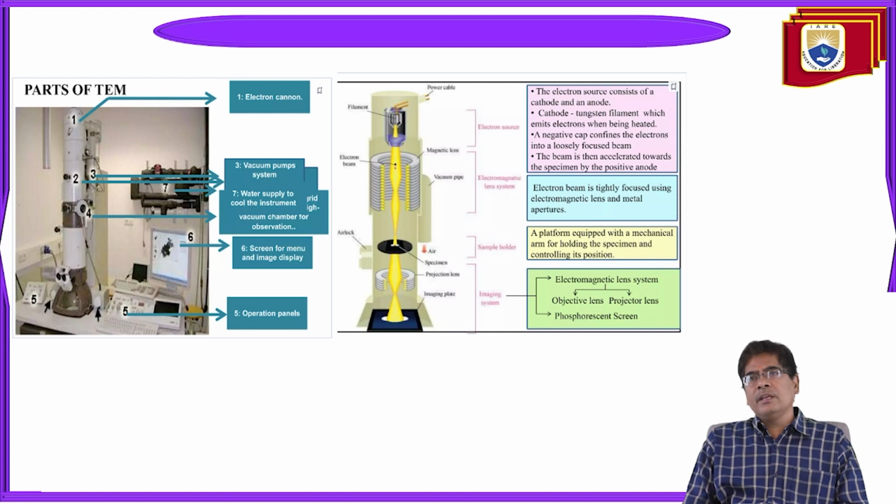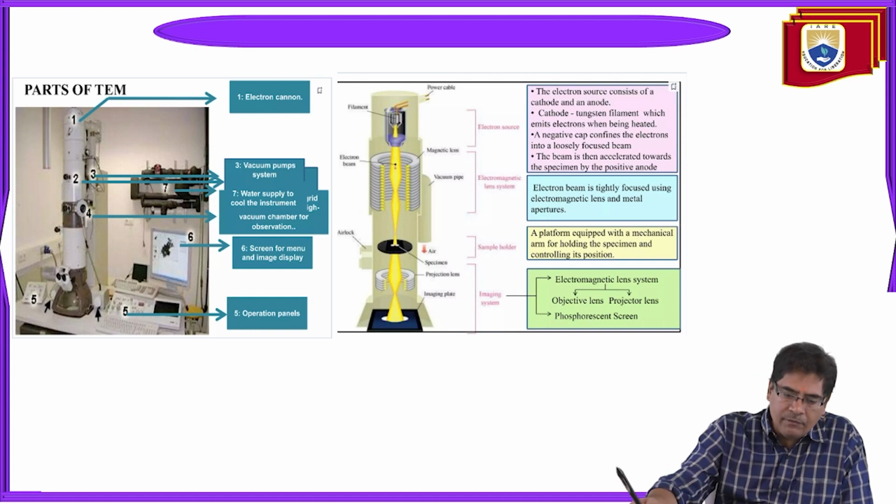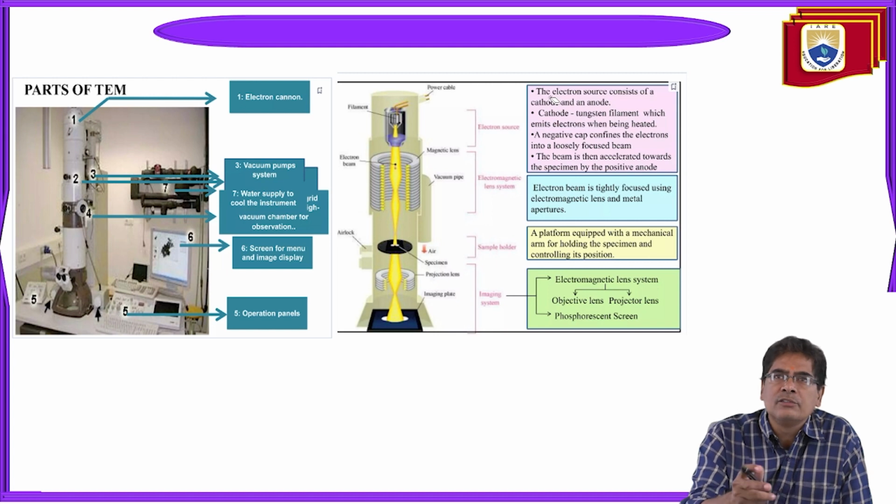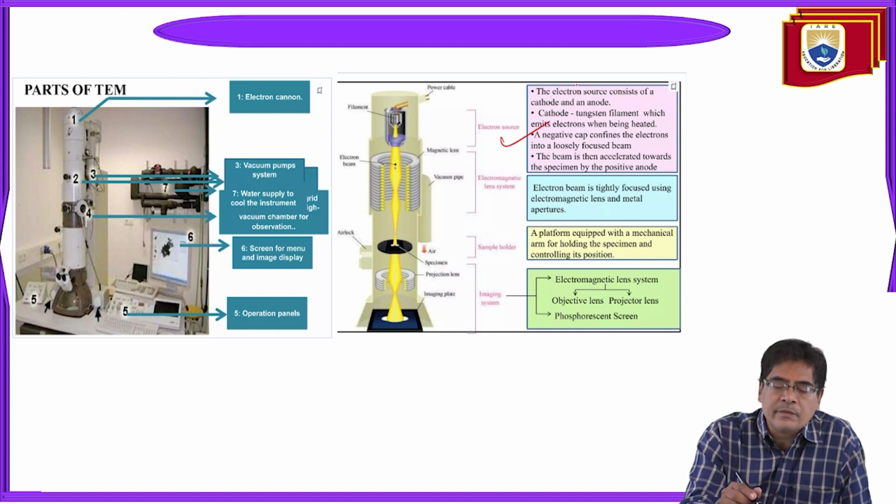The electron beam is tightly focused using electromagnetic lenses and metal apertures. A platform equipped with a mechanical arm holds the specimen and controls its position. The electromagnetic lens system is the imaging system. If you see some of the parts here, we have the electron source, with the cathode and anode, and we have the electromagnetic lens and specimen.